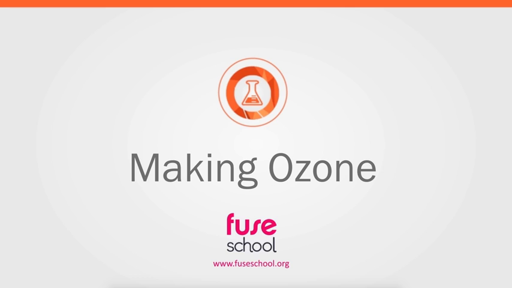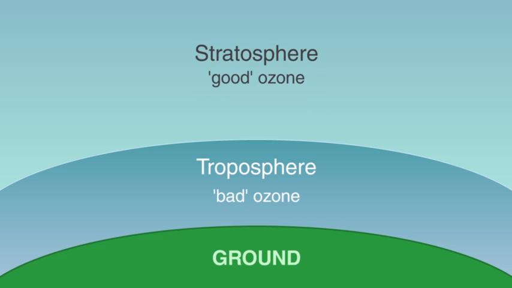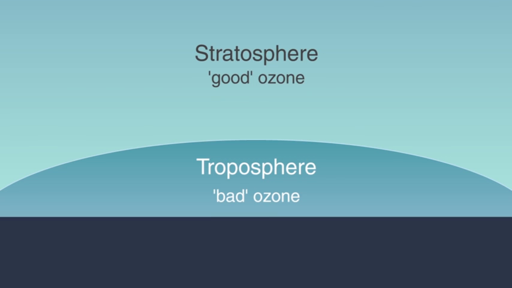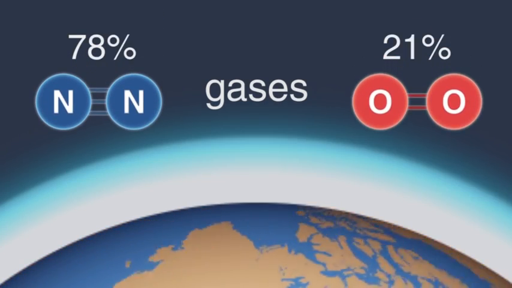In this video, we will learn about the two main layers of our atmosphere. The troposphere, full of weather and bad ozone, and above that the stratosphere, where good ozone protects us against dangerous ultraviolet light.